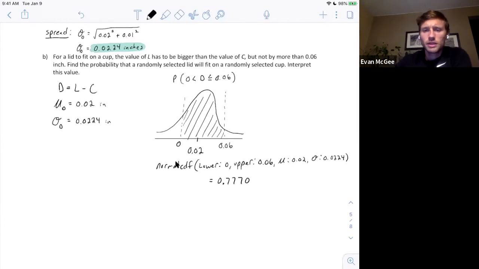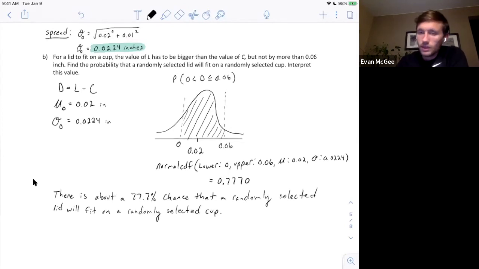And so we'd punch this in the calculator using normal CDF, where our lower is 0, upper is 0.06, the mean and the standard deviation, and we would get a probability of 0.777. So there's about a 77.7% chance that a randomly selected lid will fit on a randomly selected cup.